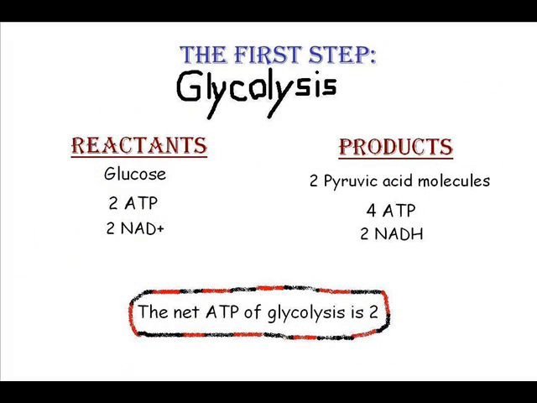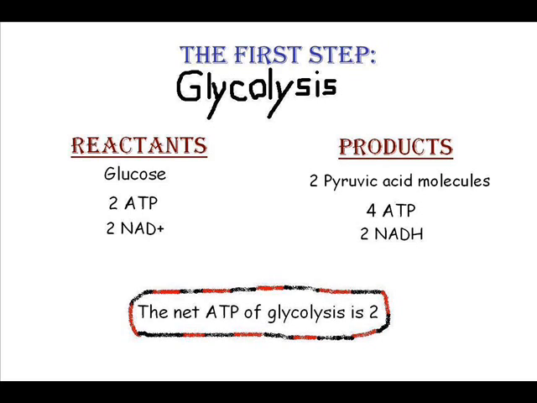This slide is like the overview of glycolysis. The reactants are glucose, which comes together with 2 ATP, and also another reactant that comes into the equation is 2 NAD+ molecules. Now the products are 2 pyruvic acid molecules, which are the 3 carbon molecules that I showed you in the last slide, and also 4 ATP molecules and 2 NADH molecules with the 2 electrons.